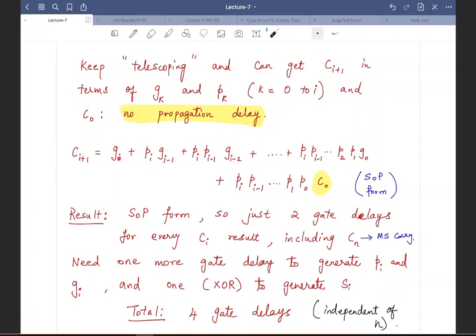You see, to generate C sub I plus 1, what do you have? One term, two things getting ANDed, three things getting ANDed, four things getting ANDed, and so on. If the number of bits in the numbers, 12-bit, 14-bit, and so on, increases, the fan-in of these AND gates will keep on increasing. So fan-in is the problem here.